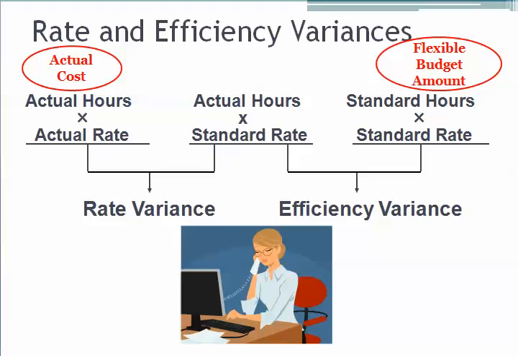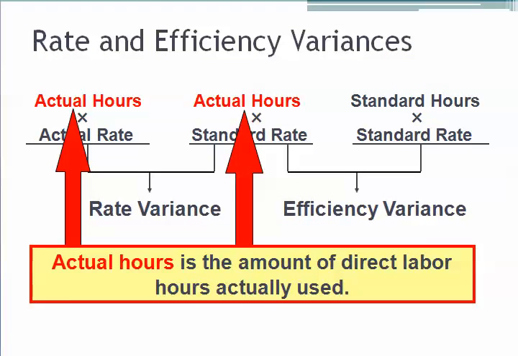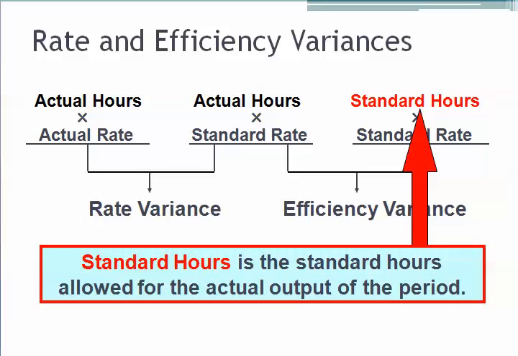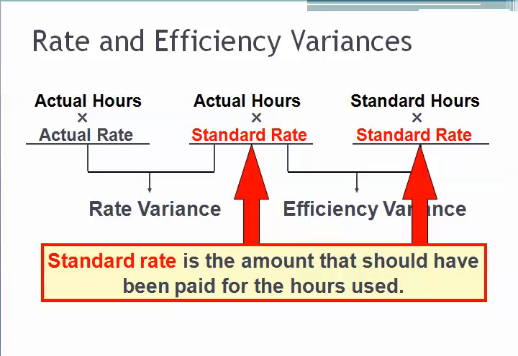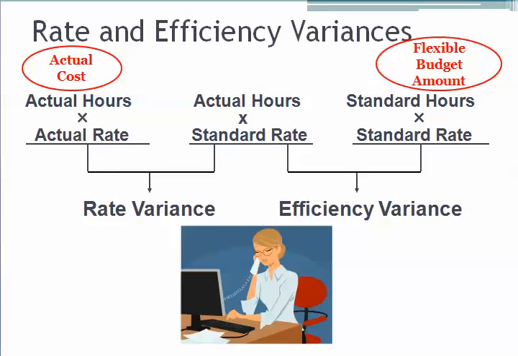Let's look a little further at it. So the actual hours will be the actual amount of direct labor hours we actually used during the period. How many hours did our employees work? Our standard hours is the amount of hours we would have expected them to work to complete the number of units that we produced in the given period. The actual rate is the rate we actually paid our employees during the period, while the standard rate is how much we expected to pay them on an hourly basis in the given period. Let's go ahead now and look at an example where we compare our actual cost with our flexible budget amount.